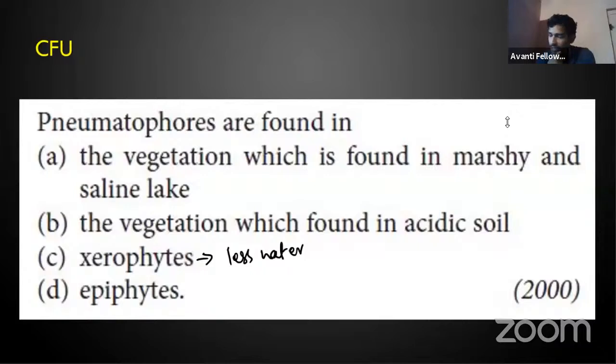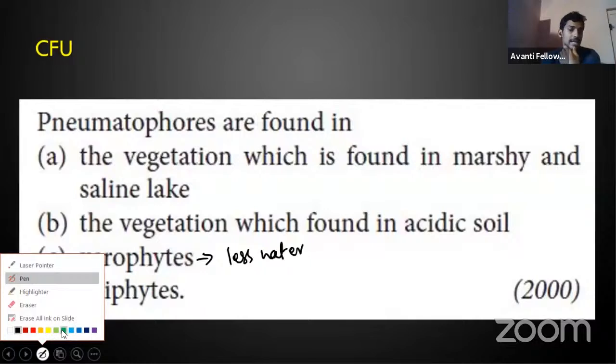I'm ending the poll and sharing the result. 77% chose option A, 9% B, 12% C, and 2% D. I'm stopping sharing the result. And in YouTube also, everyone chose option A only. Okay, kind of a direct question, right?